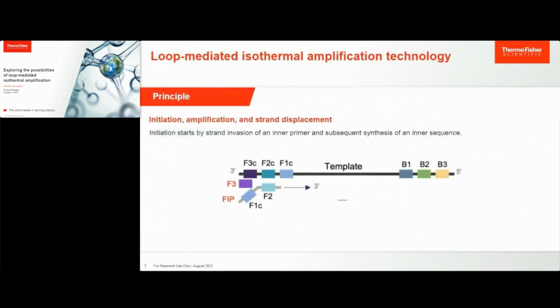Now, let's look deeper into the LAMP method and how it works. LAMP amplification occurs in two steps, non-cyclic and autocyclic. The first step is primer extension from the inner primer, FIP, followed by strand invasion extension from the outer primer, F3.